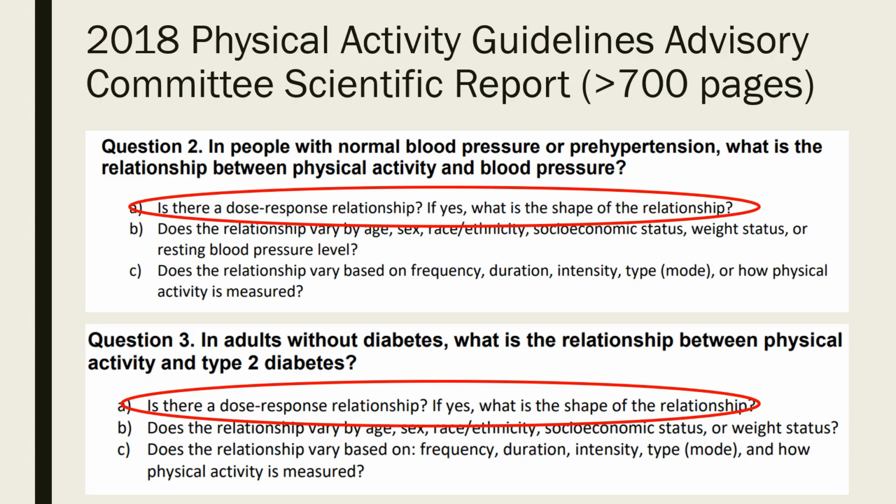In the 2018 Physical Activity Guidelines Advisory Committee Scientific Report, each chapter explores 3 to 4 key questions. Under nearly every main question, there is a sub-question focused on dose response. The committee's goal is to determine the optimal amount of physical activity to recommend for different populations and individuals with varying health conditions.